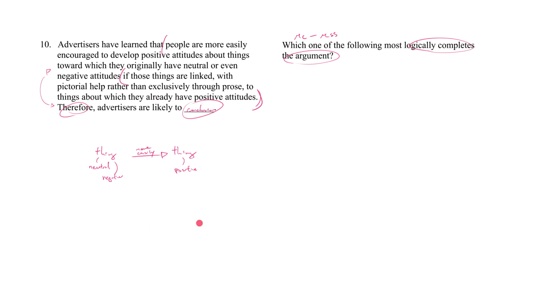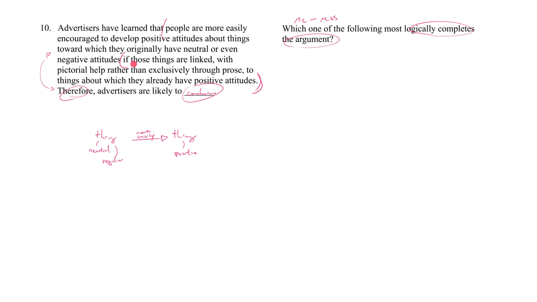But before we get to the comparison, I want to deconstruct the grammar. What the LSAT writers are doing here is they're saving space. They're trading away clarity for efficiency. It's harder to understand what these three lines are saying, but the information is more compact. Now, we have to read the sentence like this. If those things are linked with pictorial help, skip all this, if those things are linked with pictorial help to things about which they already have positive attitudes, that's one half of the comparison. The other half of the comparison reads like this: if those things are linked, skip all of this, exclusively through prose to things about which they already have positive attitudes. So see, it's in this middle bit that we're toggling.